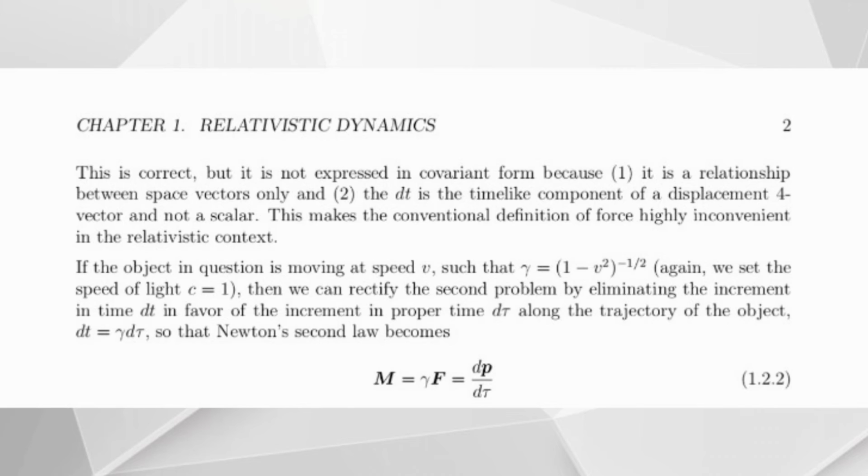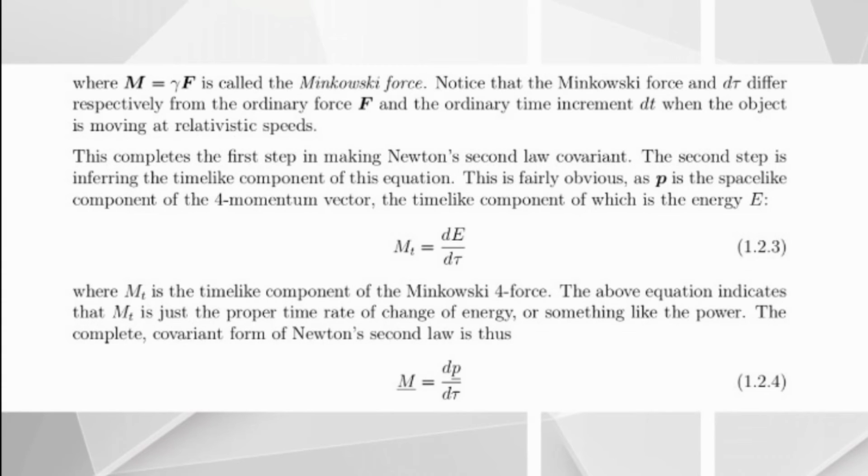If the object in question is moving at speed v such that this formula holds, then we can rectify the second problem by eliminating the increment in time dt in favor of the increment in proper time dτ along the trajectory of the object. Using these formulas, Newton's second law becomes this formula, where the quantity m equal to γF is called the Minkowski force. Notice that the Minkowski force and dτ differ respectively from the ordinary force F and the ordinary time increment dt when the object is moving at relativistic speeds.